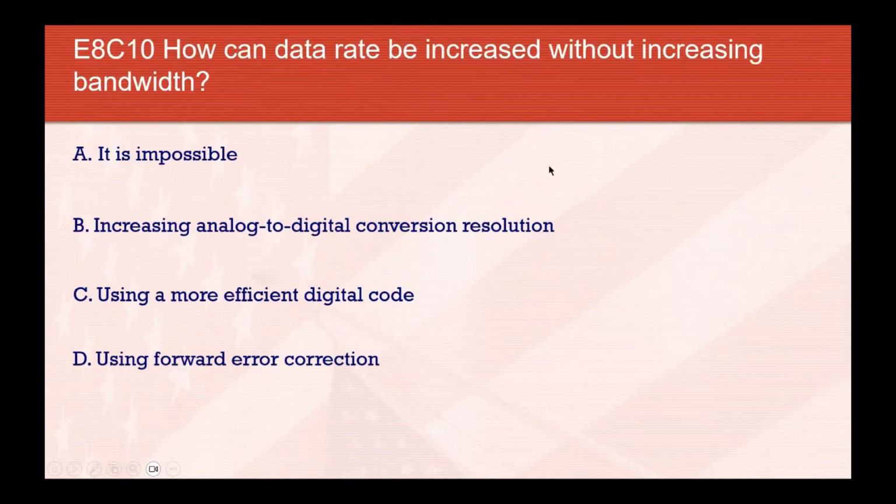How can data rate be increased without increasing the bandwidth? Basically, we use a more efficient digital code. We use one of the codes like the Gray code we talked about earlier, something like that, to be a little bit more efficient.